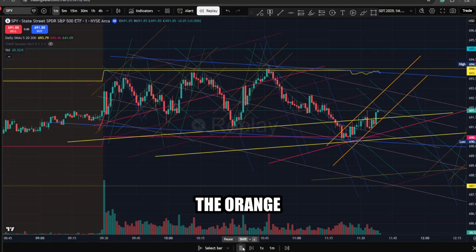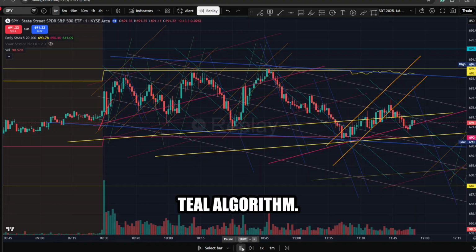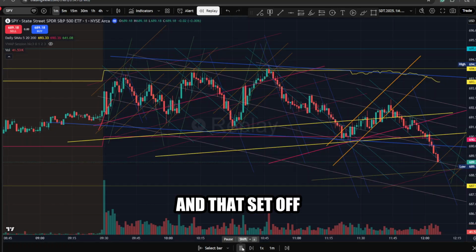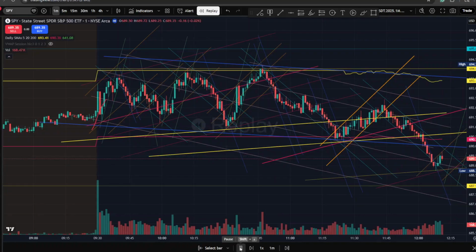We're watching the orange algorithm, the magenta algorithm, and the yellow algorithm. There's the break of orange. It's now breaking the yellow, and it's now breaking magenta and heading down in the teal algorithm. The handle has formed, and it's now breaking down. Right here, it's breaking down past the 20-day moving average. And that set off a stronger algorithm, the blue selling precision algorithm.